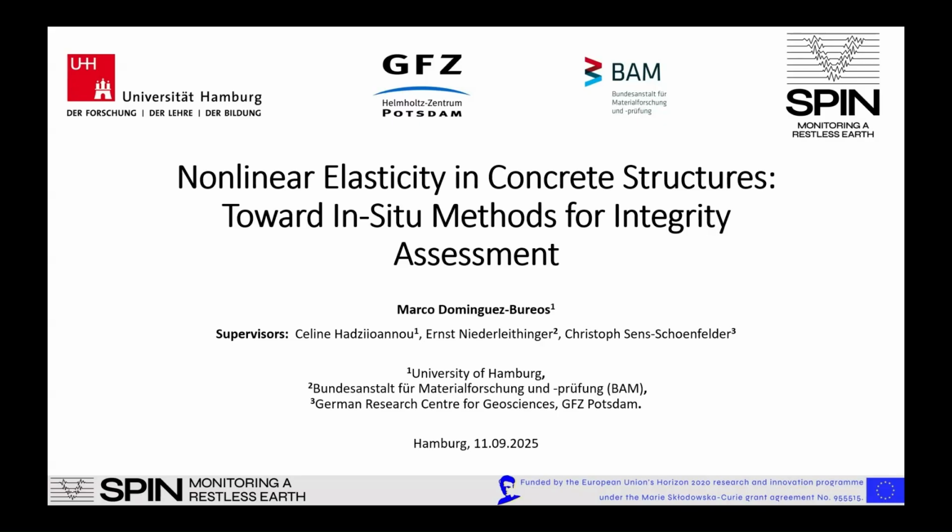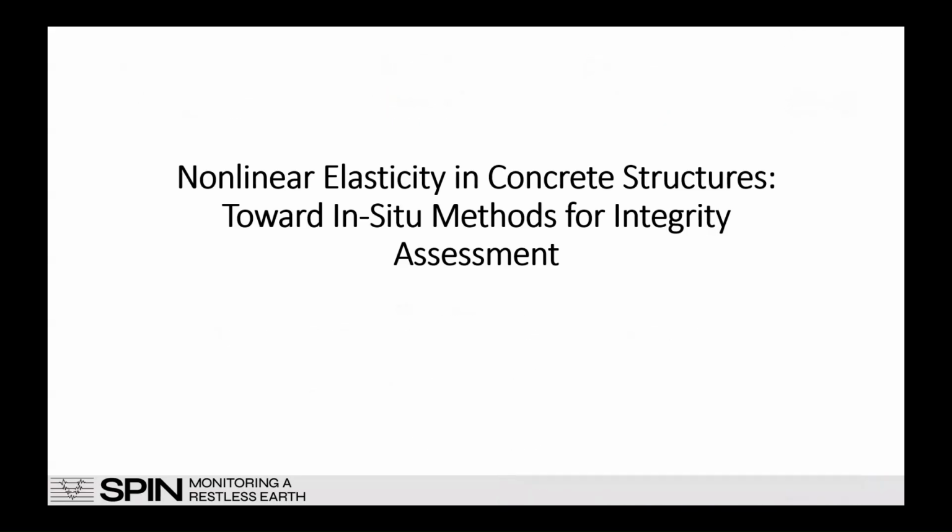Today I'm going to talk to you about my research as a PhD student that is summarized in this thesis called Nonlinear Elasticity in Concrete Structures, Toward in situ methods for integrity assessment. Perhaps the title of this presentation might sound a bit complex, but the essence of this work is on how the systematic evolution of elastic properties measured in situ in concrete structures can give us meaningful information about their microstructural composition, and how this information can be interpreted in terms of damage assessment or for integrity assessment purposes.